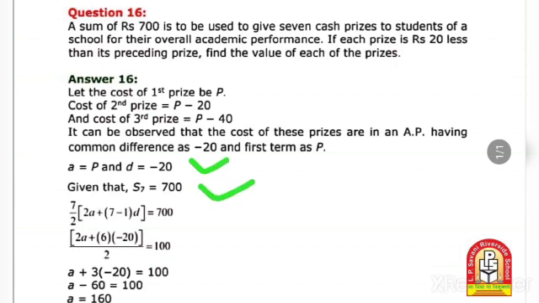So here S7 is equal to 700. Use the formula n by 2 in the bracket 2a plus n minus 1 into d. So here n by 2 means n is equal to 7 by 2, and 2a plus n minus 1 into d, so 7 minus 1 into d. So 2a plus 6 into minus 20, divided by 2, is equal to 100.